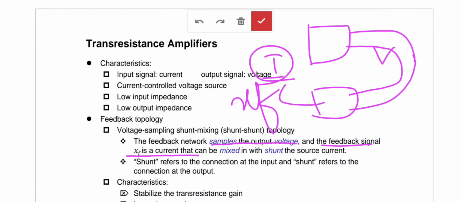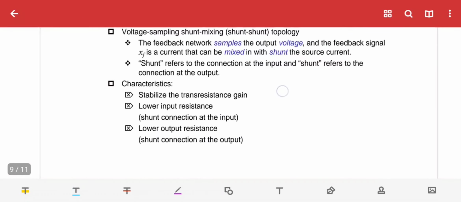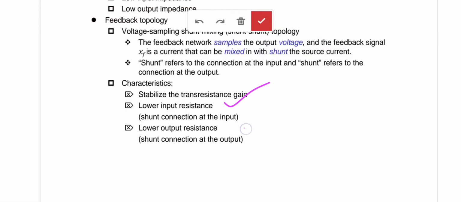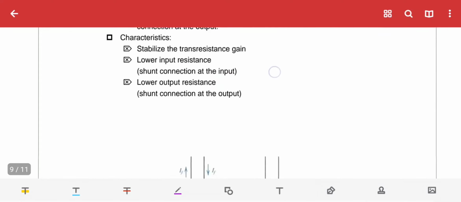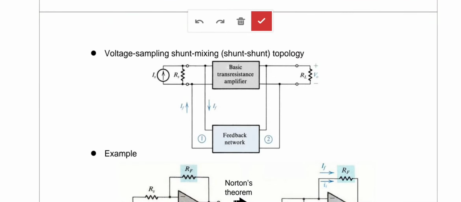So input and output both should be a parallel connection, right? So at the input we have a parallel connection, and at the output we have a parallel connection. Input is current, so the current source and source resistance are given by a Norton circuit, and here the output VO across the load resistance is taken in parallel and given to the feedback network. Feedback signal XF is nothing but a current IF that is given to the input. So both are shunt, input is shunt connection, output is also shunt connection.